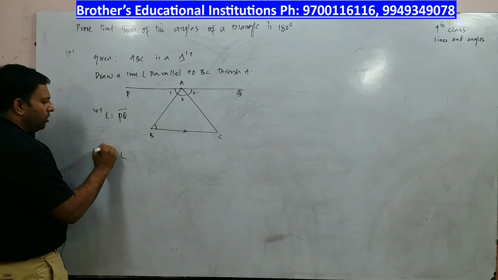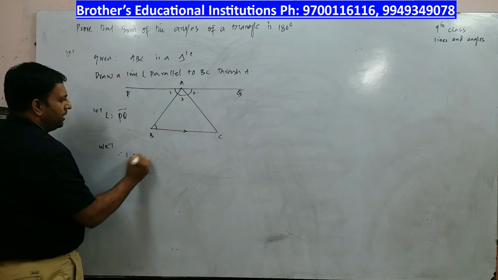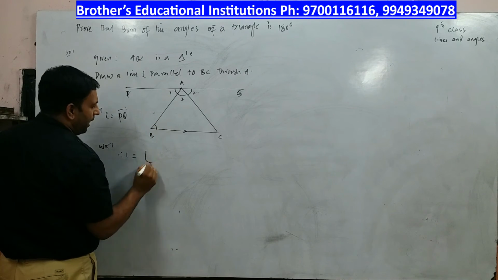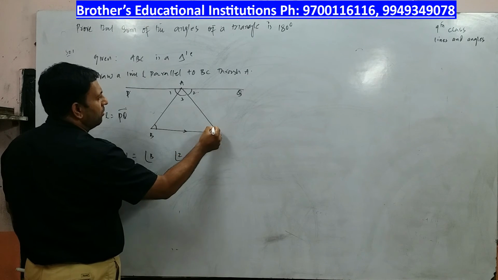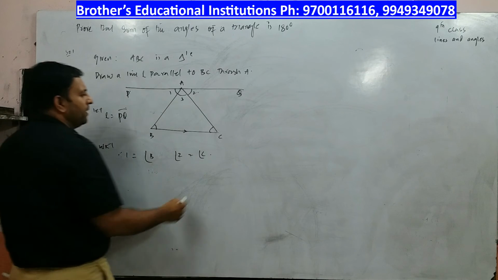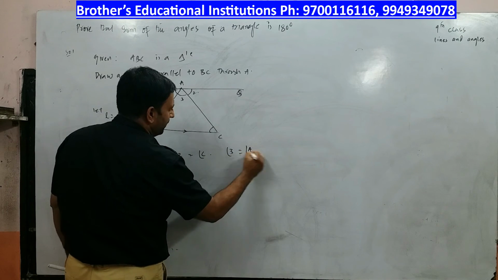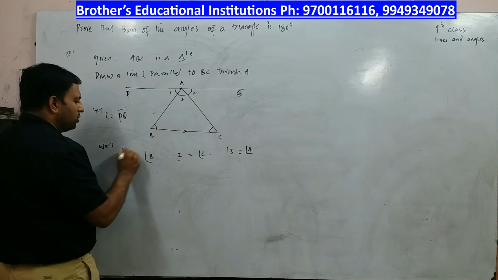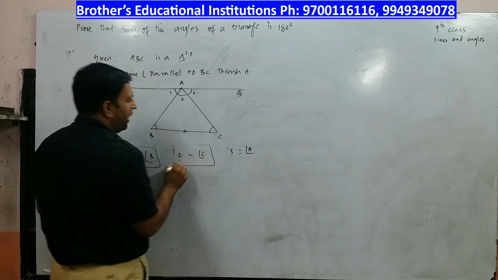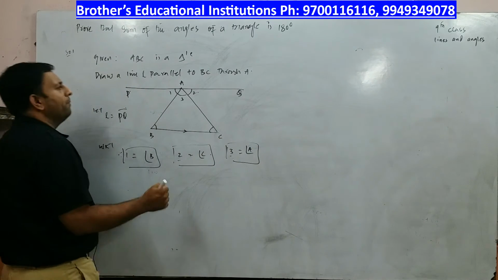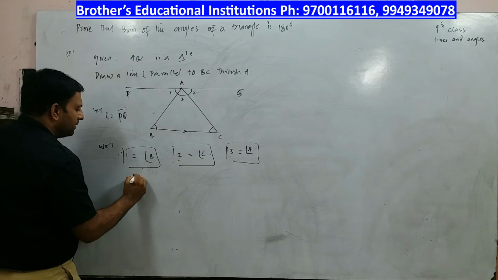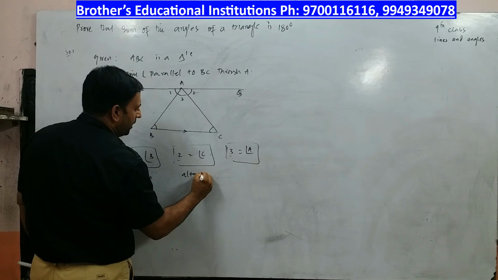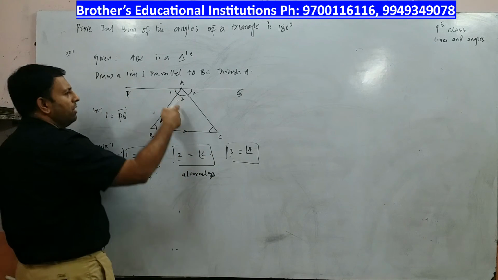Alright. Now we know that 1 is equal to, what is this angle? Angle B. 2 is equal to angle C. And 3 is equal to angle A, that we are assuming. Now, why are 1 and B equal? Because they are alternate angles. Why is 2 equal to C? That is alternate angles. And 3 is equal to A, that is an assumed angle.